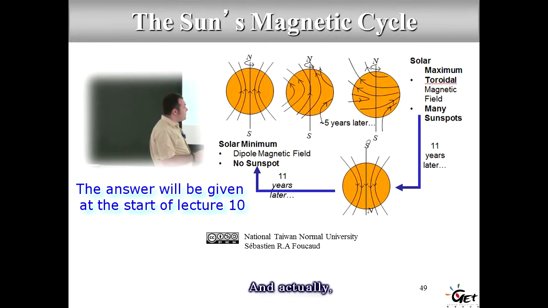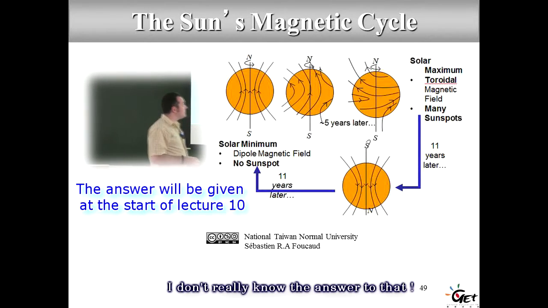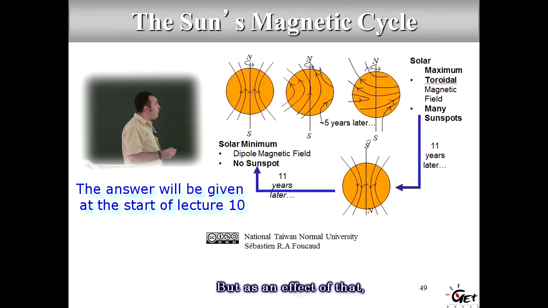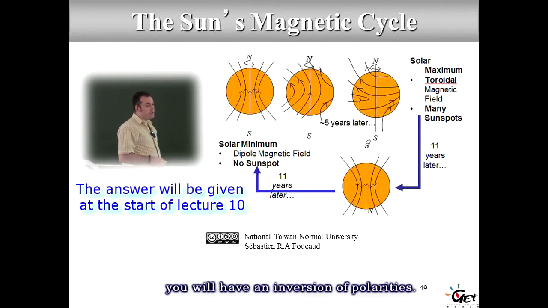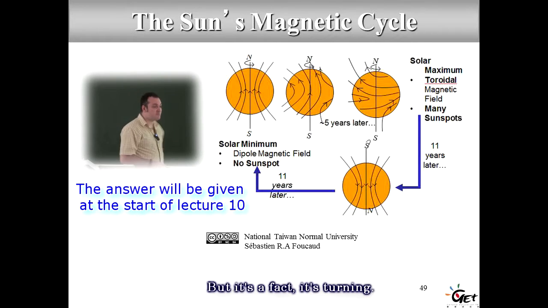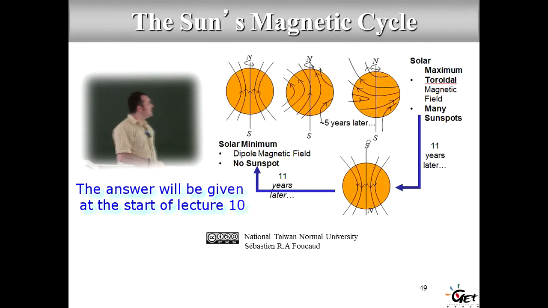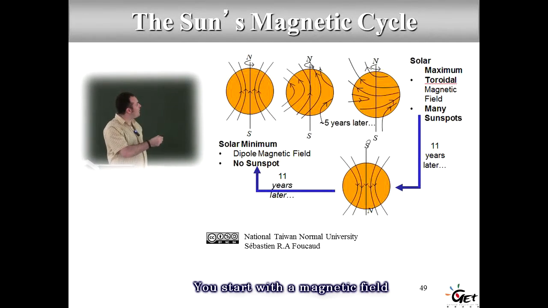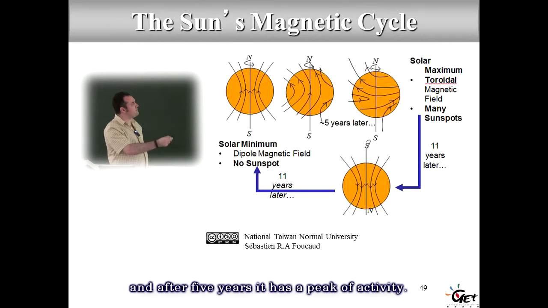And actually, I don't really know the answer to that. But as an effect of that, at some point, you have an inversion of polarities. I really don't know the answer, to be honest. But it's a fact. It's turning. So you start with a magnetic field that is going from south to north this way. It gets distorted, and after 5 years, it has a peak of activity.